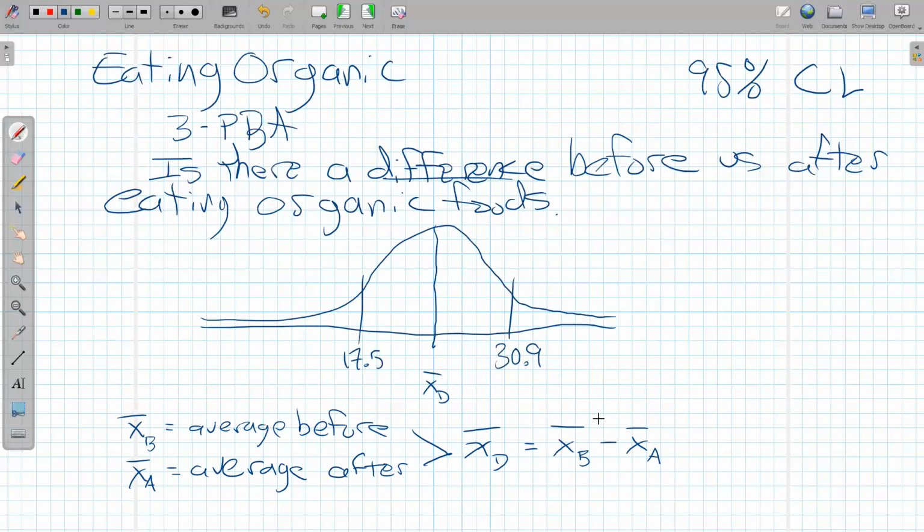So the belief was, and the data showed, that people had more of this chemical when they weren't eating organic food than after they ate organic for a couple of weeks, and they had less later. So we should expect this to be a positive number greater than 0, because we're measuring how much they had there. And how did they measure those? That was micrograms.